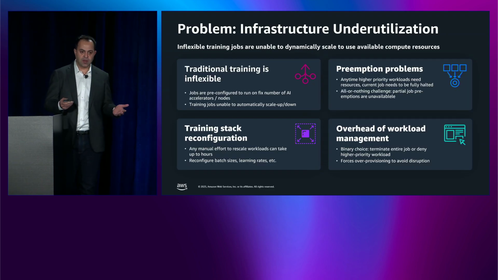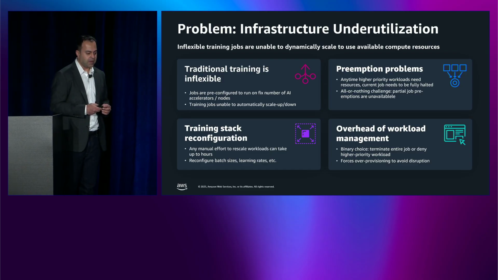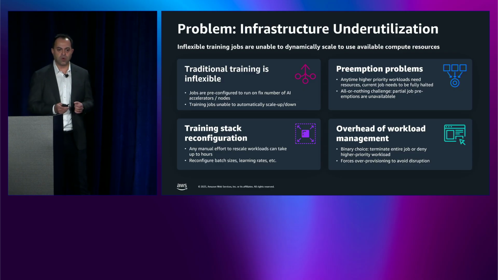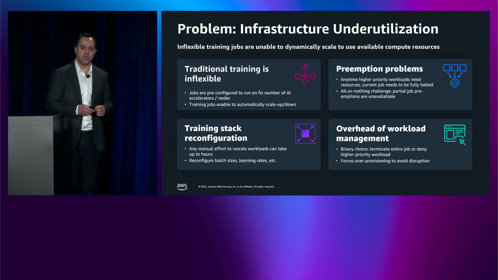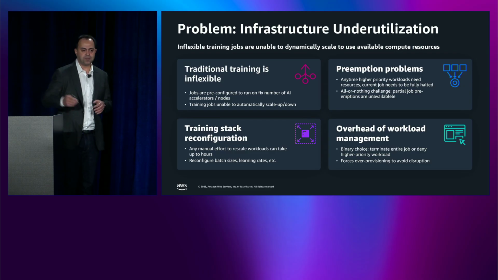So let's talk about another challenge related to infrastructure underutilization during pre-training. Distributed training jobs are quite inflexible. What I mean is that once you've started the job with a set of nodes, let's say you're running a job with 8 nodes, then until your job has completed, you have to continue with the same node configuration.